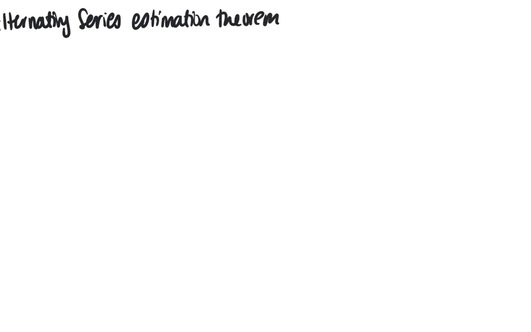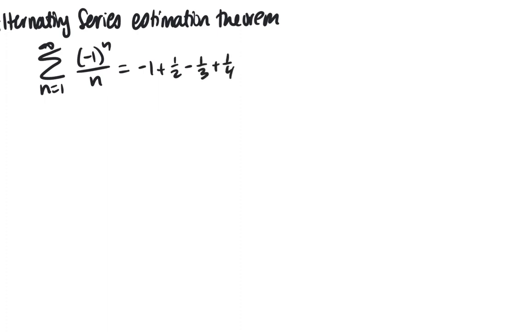So a classic example of an alternating series might be the sum of negative 1 to the n over n. This is equal to, well, the first term will be negative 1, and then the next term will be plus a half, minus a third, plus a fourth, minus a fifth, plus a sixth, minus a seventh, and so on.